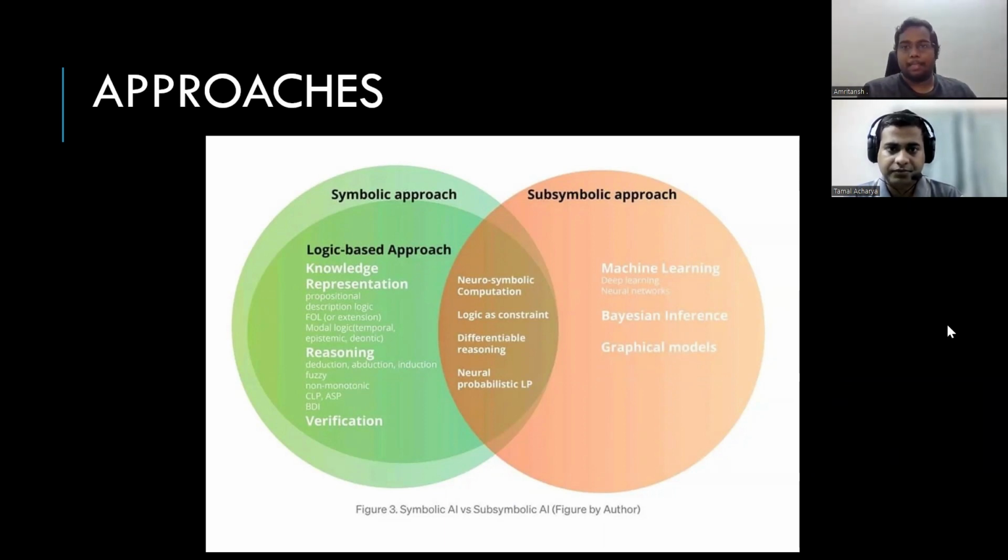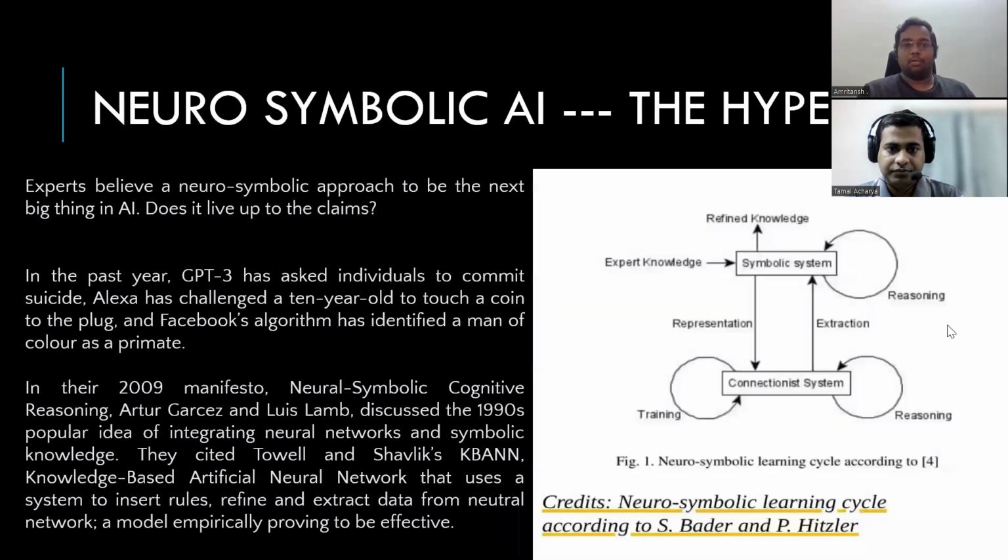All right. So would you like to explain what's happening here, Tom? Like what are we looking at? Yeah. So, experts believe a neurosymbolic approach could be the next big thing. Does it live up to the claims? Now, this question will always be there. When AI first came into the picture, this question was there. Now, the picture here is showing the neurosymbolic learning cycle, according to Bader and Hitzler.